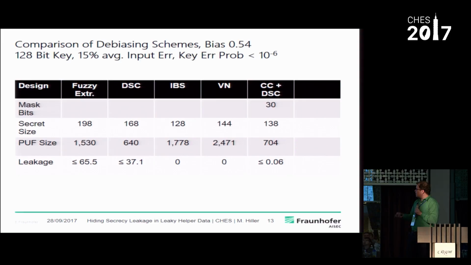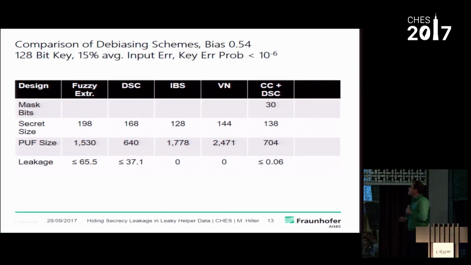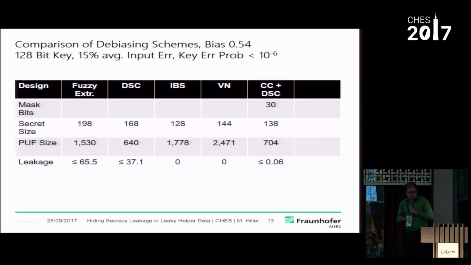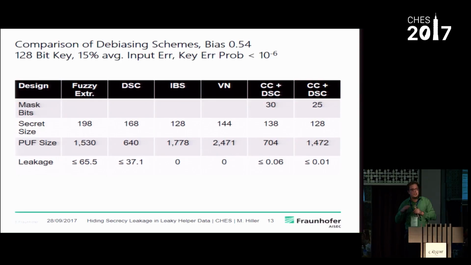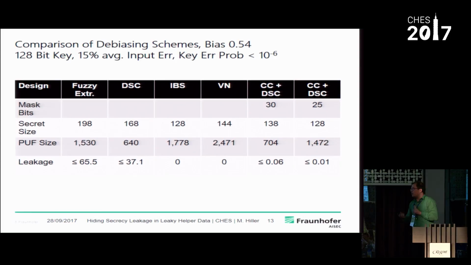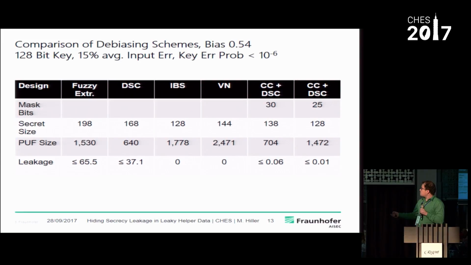So we have to pay a price of roughly 60, 65 PUF bits to get rid of the leakage. But with that, we can upper bound the leakage. Yeah, and if we want to be even more conservative and have a stricter upper bound, going from 0.06 to 0.01 as upper bound for the leakage, so reality will be lower, in this case we have to spend a lot more effort on the debiasing and then have to double the PUF size on that. And that would bring us back into the domain of the other solutions.